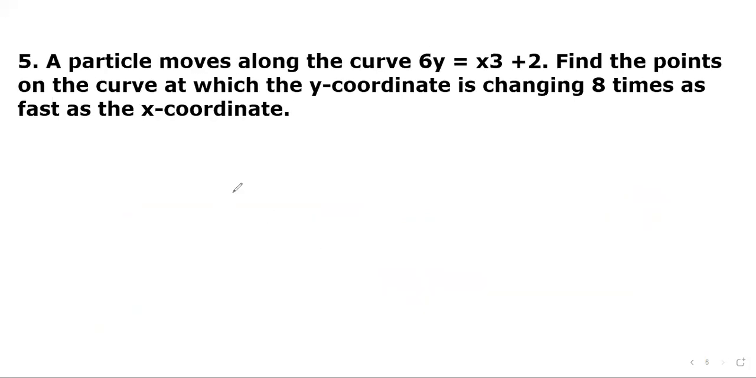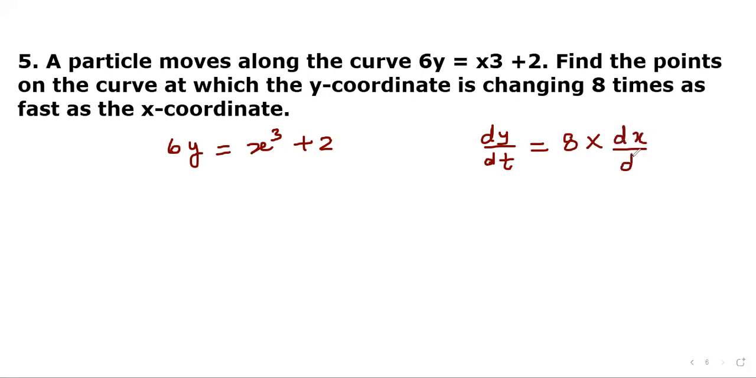Now let's consider question number 5. A particle moves along the curve 6y equal to x cubed plus 2. Now find the points on the curve at which the y coordinate is changing 8 times as fast as the x coordinate. It means dy by dt equal to 8 times dx by dt.